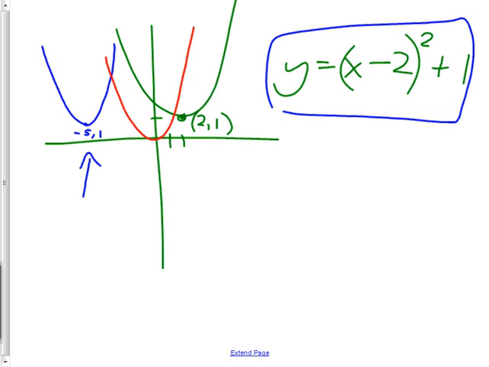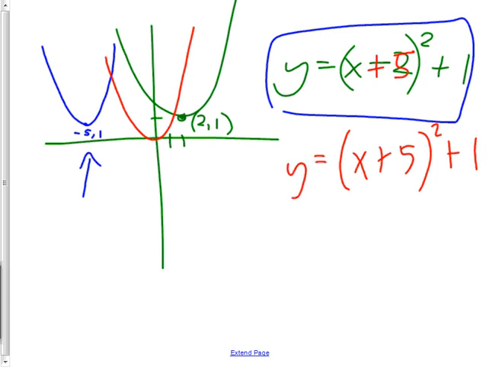So let's go up in the front row here. You say +5. What does that +5 mean? Left 5, and then +1. So final answer, x plus 5 squared plus 1. Raise your hand if you had that one right. Okay, good.